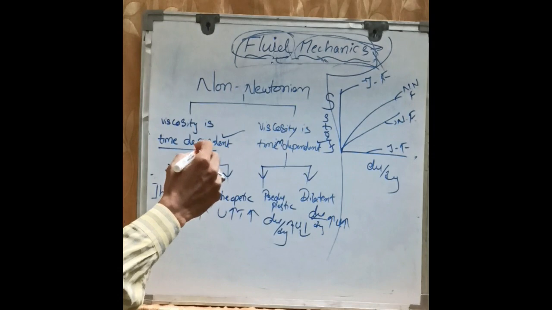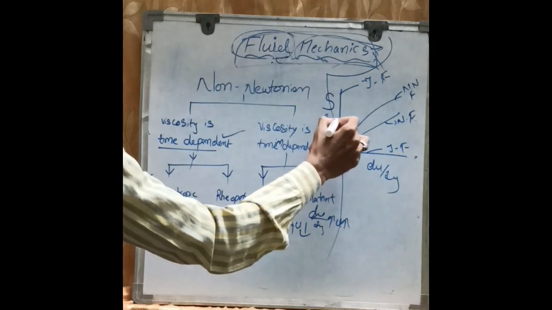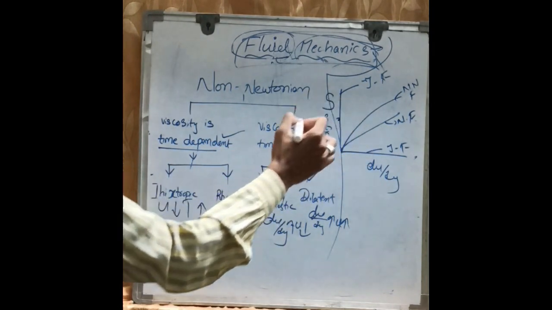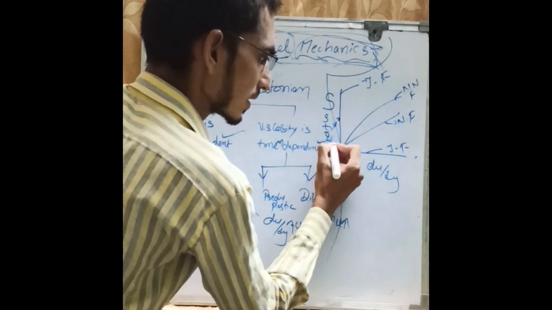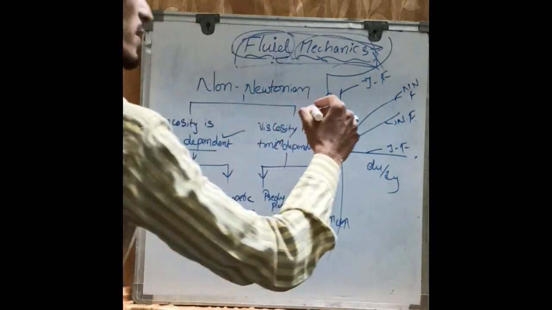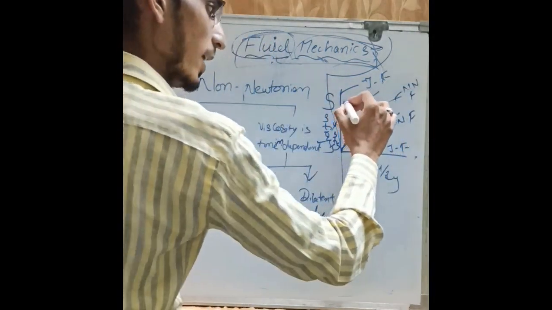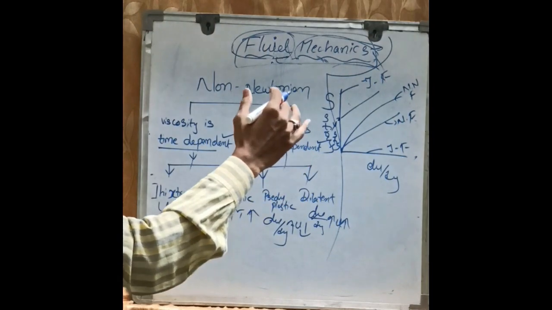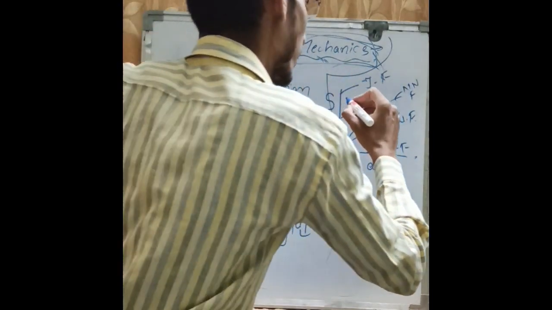The next one is a point here, from this to this we get a point. This point we call the yield stress. After the yield stress, if we draw a straight line, we call it an ideal plastic fluid.